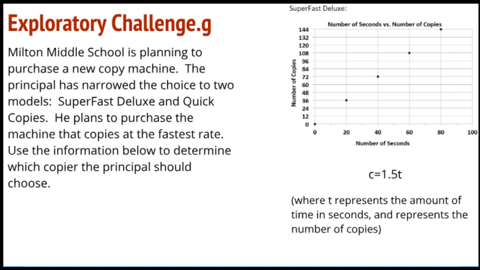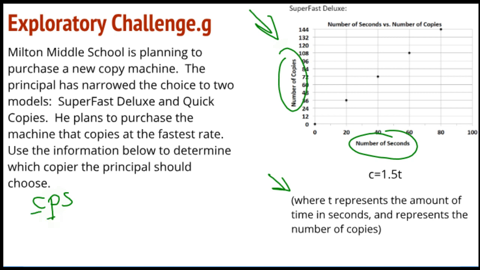So once again, I have rates presented in 2 different forms. I've got a graph and I've got an equation. And the question is, which of these represents a faster rate? And the rate that we are looking at is copies per second. Well, love the equation. Makes it very easy for me to see if I substitute in 1 second that I have 1.5 copies per second.